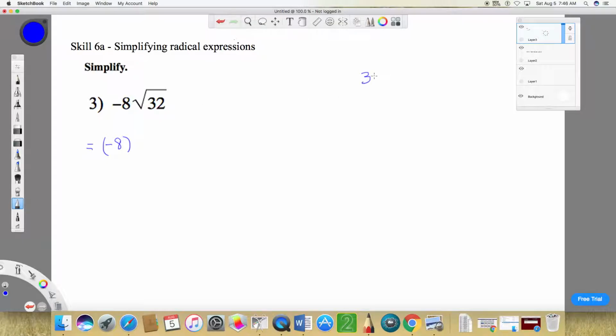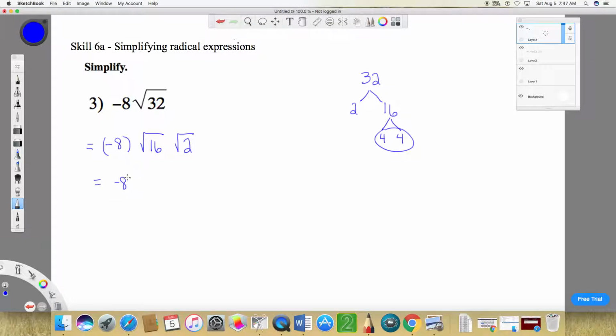So when we come over here at 32, 32 is 2 times 16. 16 is a perfect square. So we know that we can break apart the square root of 32 and call it the square root of 16 times the square root of 2.